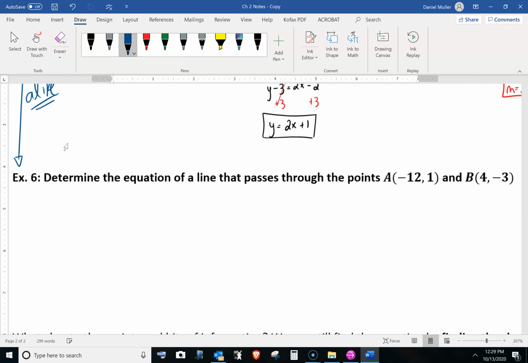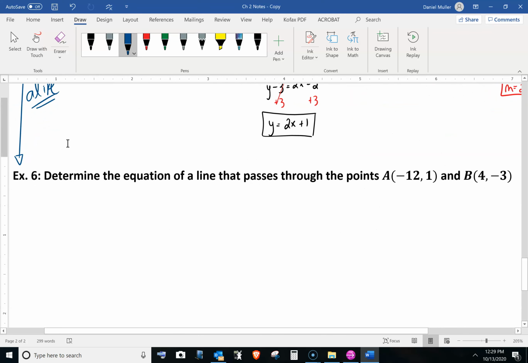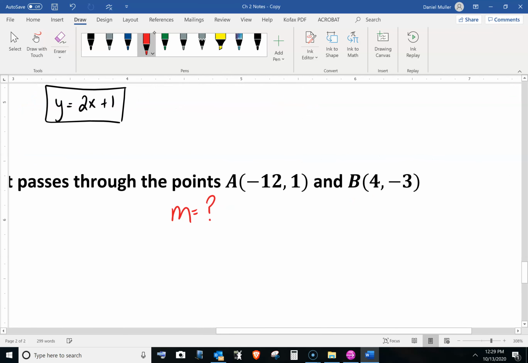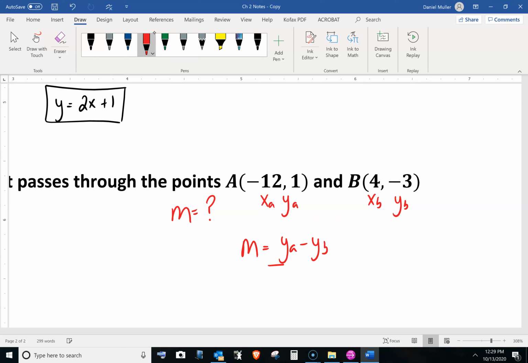So what was example 6? What is unique about this? Well, just like the previous one, it doesn't have a slope. Our m here is unknown, so we have to find that, which we can do by using xa, ya, xb, yb. And so we have our m, which is going to be ya minus yb all over xa minus xb. Remember, you could also flip that: yb minus ya all over xb minus xa. You'll get the same result.